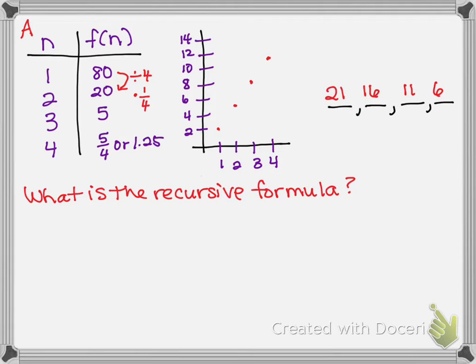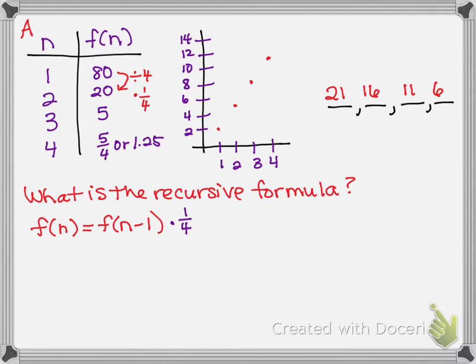And so if we wanted to write a recursive formula, the beginning of our recursive formula always starts off exactly the same way. So you have f of n equals f of n minus 1, and then, I'm so sorry, not an equal sign. And then we're going to put our pattern here. I'm going to change the color here. So our pattern is times by 1/4.